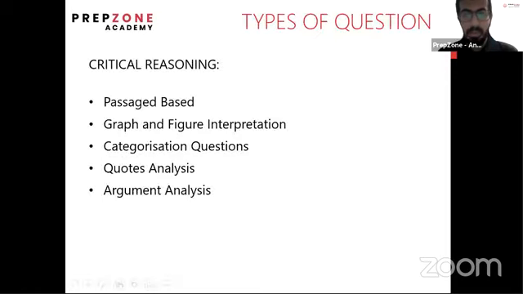Okay, so moving on to the next part of the ISAT, which is critical reasoning. Critical reasoning, as the topic suggests, is more of English-based questions. I mentioned this before. There are no indications anywhere how many questions can come out for critical reasoning, how many questions can come out of quantitative reasoning. So be well prepared for all types of questions.